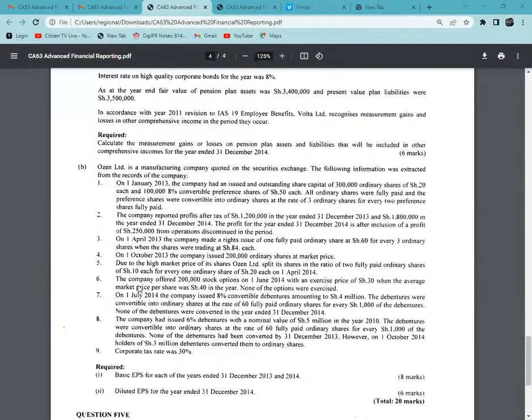The debentures were convertible into ordinary shares at the rate of 60 paid ordinary shares for every 1,000 of the debentures. None of the debentures were converted in the year ended 31st December 2014. The company had issued 6% debentures with a nominal value of 5 in the year 2010, convertible at the rate of 60 fully paid ordinary shares for every 1,000 of the debentures. None had been converted by 31st December 2013. However, on October 1st, 2014, holders of 3 million debentures converted them into ordinary shares.